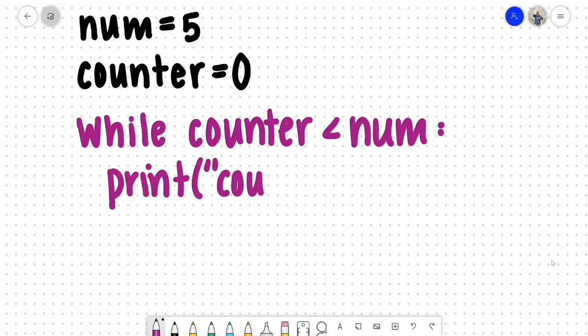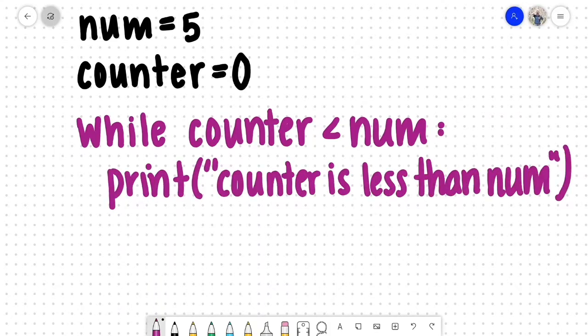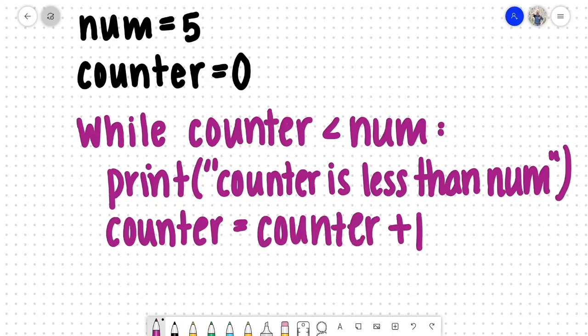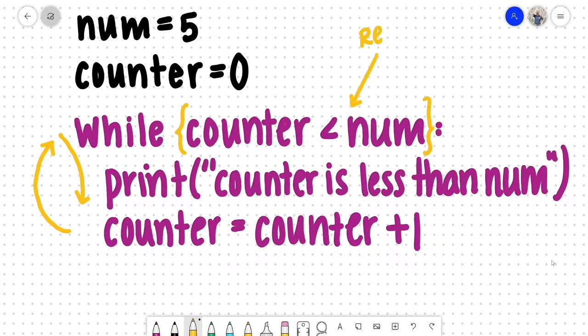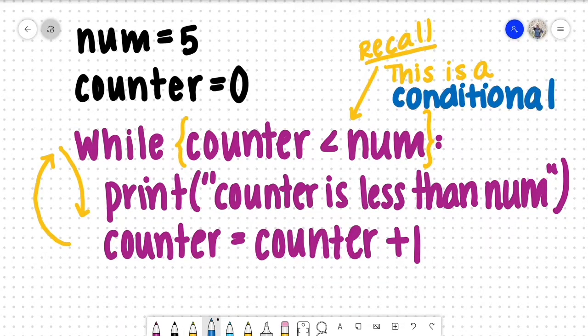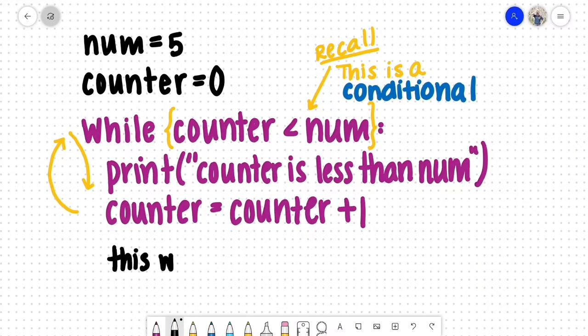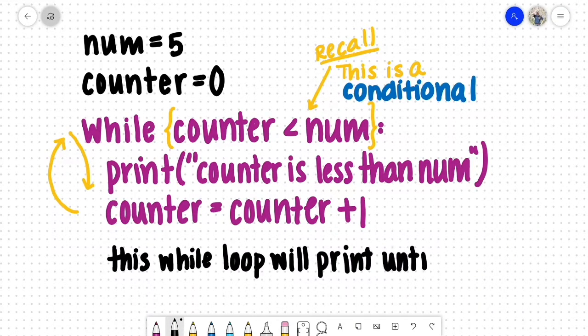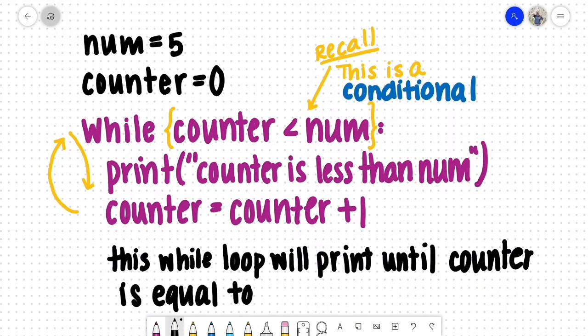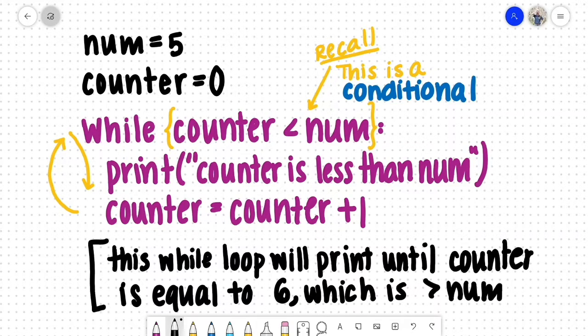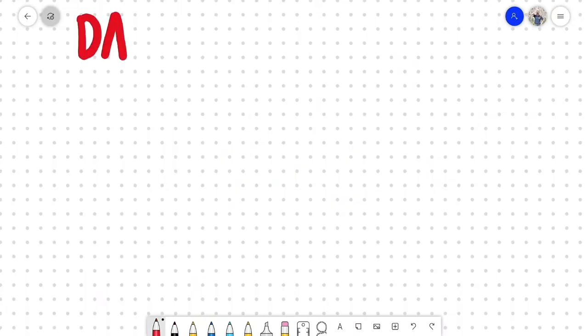Take this example. Within the while loop, we print the statement "counter is less than num" and increment counter. Recall from our last video that the statement counter is less than num is a conditional, and the while loop will only run when this conditional is true. This means that the loop will print out "counter is less than num" 5 times. Upon the 6th loop, the counter value will be 5, so the conditional will be false and the while loop will terminate.